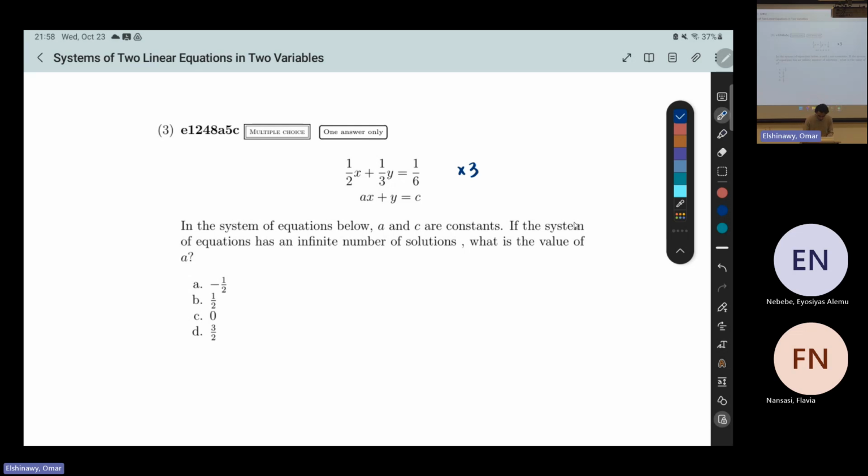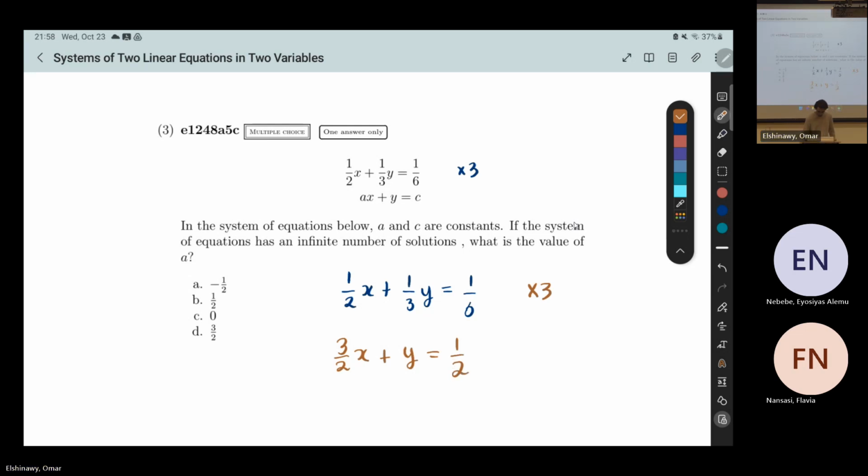And here's the magic that happens. So I have 1/2 x plus 1/3 of y is equal to 1/6. Okay. Then I multiply by 3. If I multiply by 3, I get 3/2x plus y is equal to 1/2. Okay.